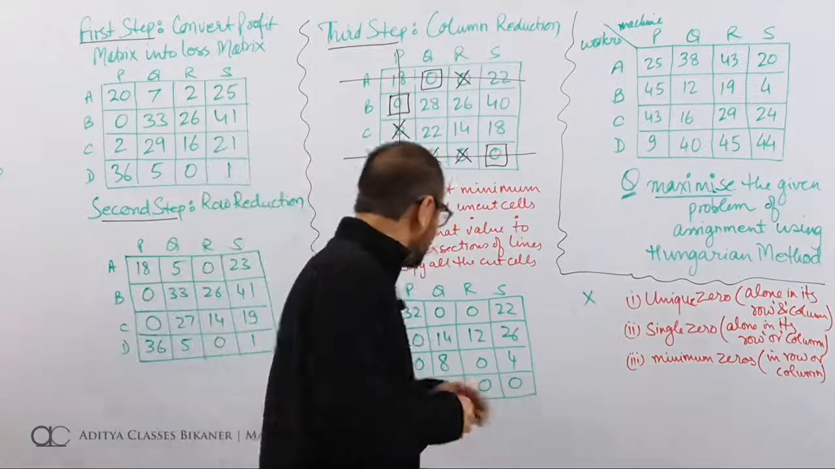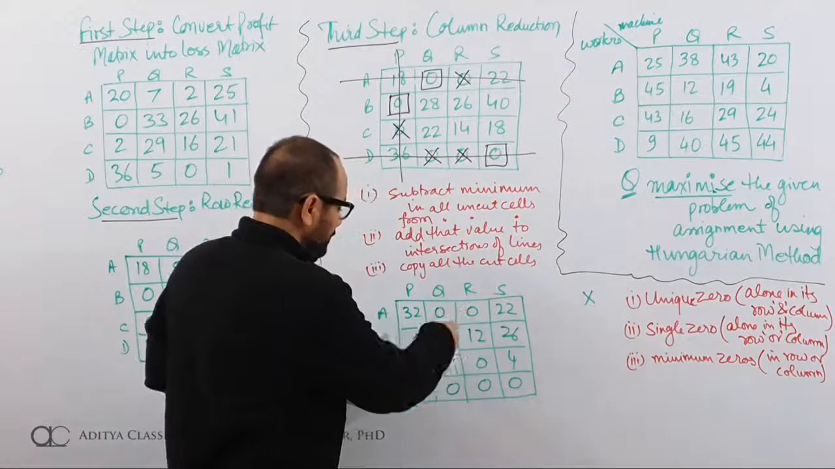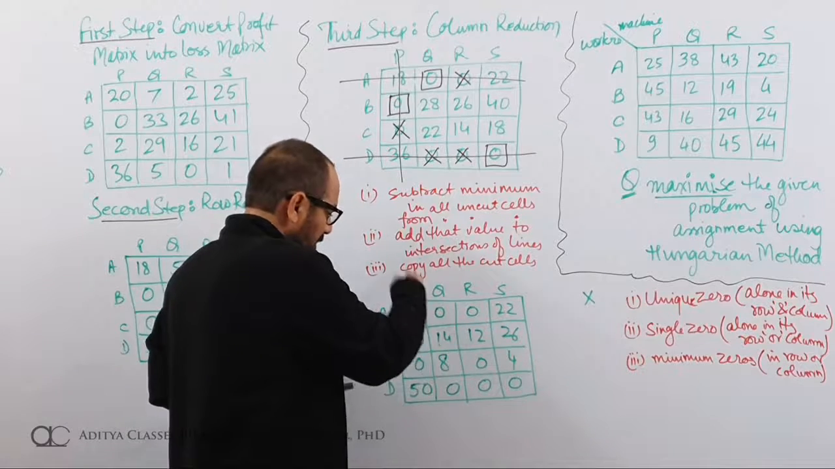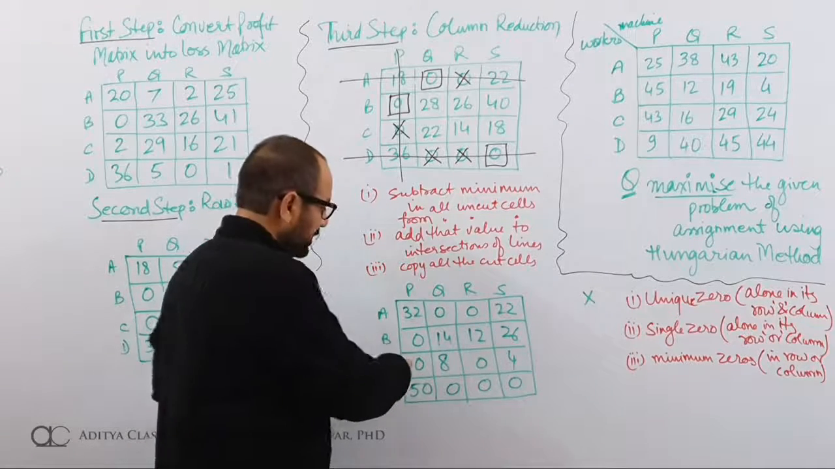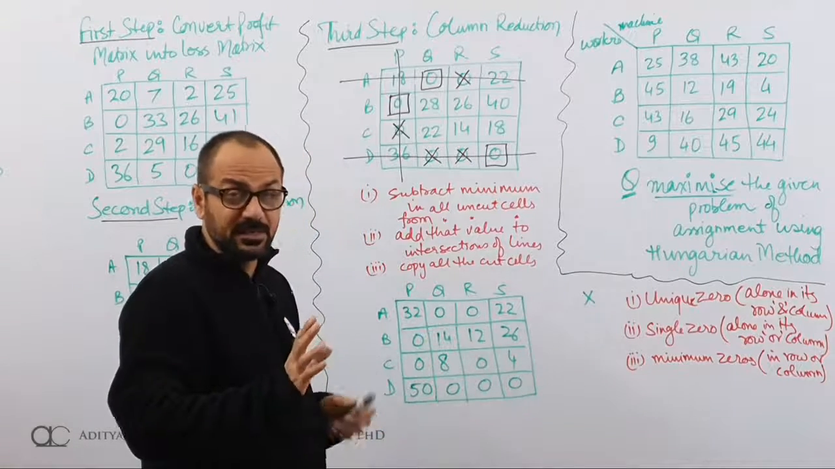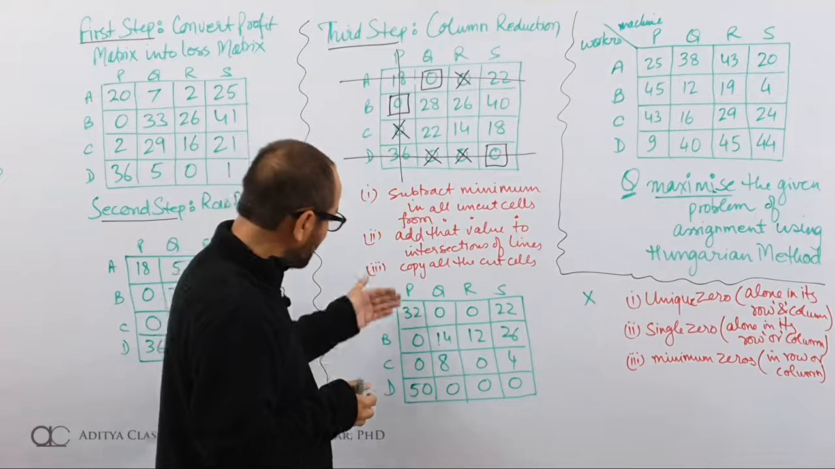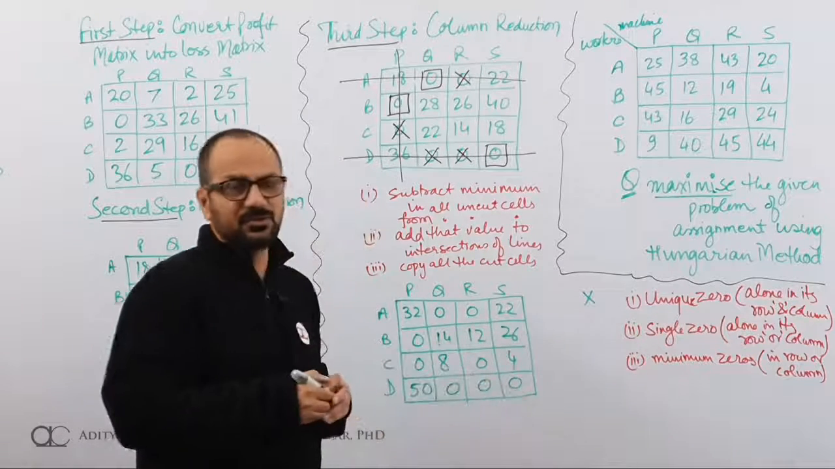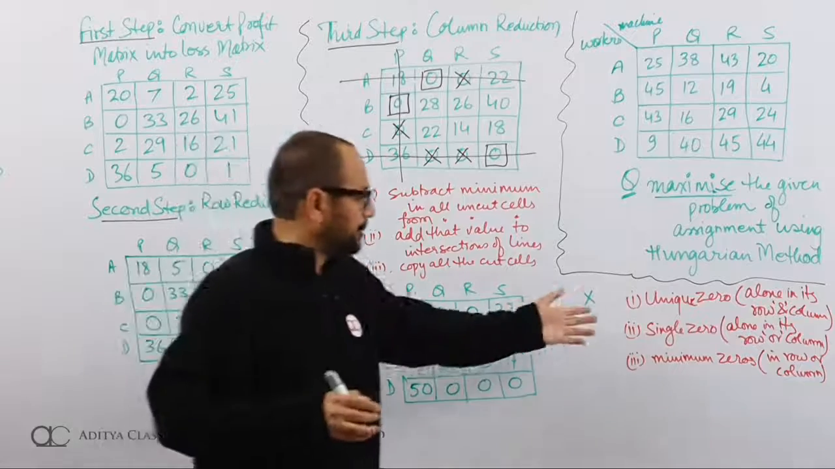We need to look for unique zeros. Two zeros, so it is not unique. This one looks single in its row, but not in its column, so not unique. Two zeros, so not unique. Three zeros, so they cannot be unique. Unique is alone in its row and column. Two zeros, not unique, not unique, not unique. None of these are unique.